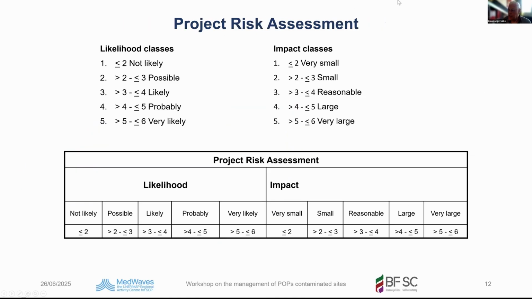Okay, the project risk assessment is actually the same system as I explained during the environmental risk assessment. You can also quantify the risks here, but you should quantify every risk. So 5 classes for impact, 5 classes for likelihood, and then you can compare and see what you have to do.